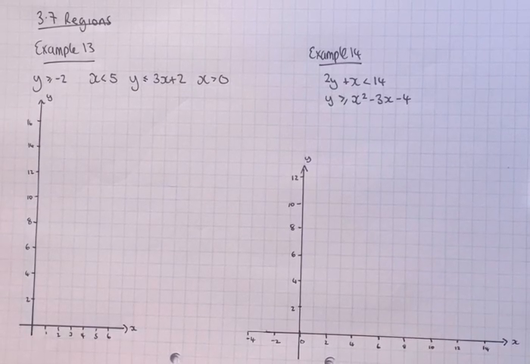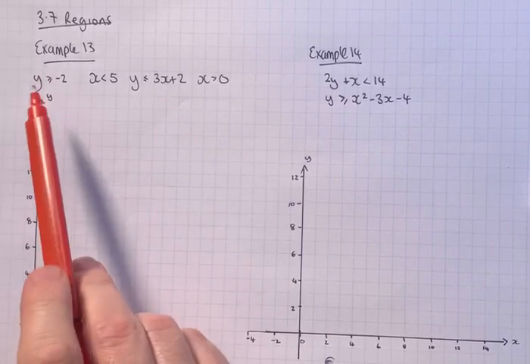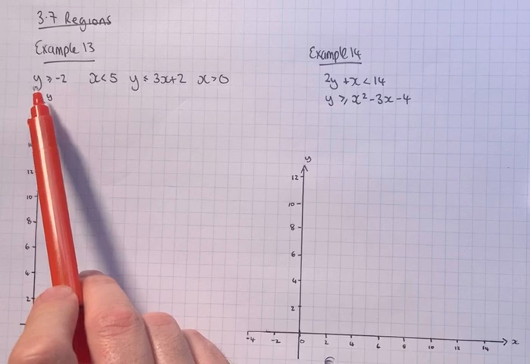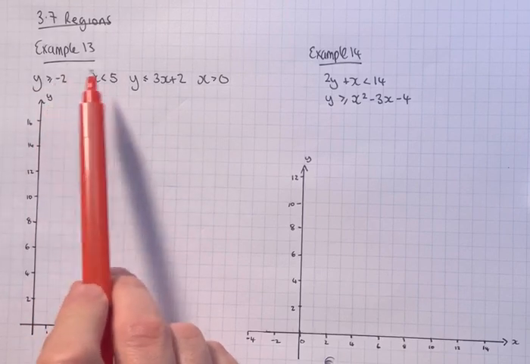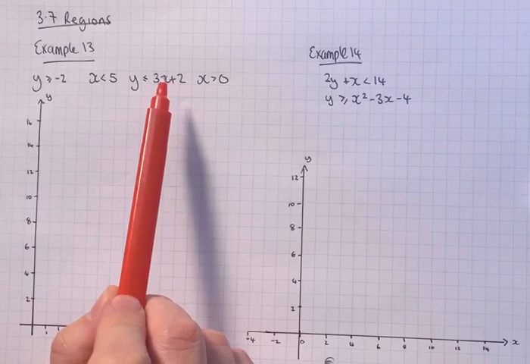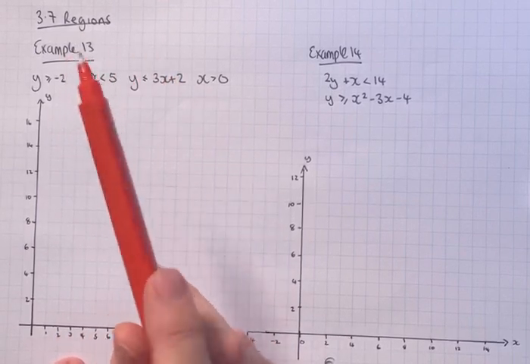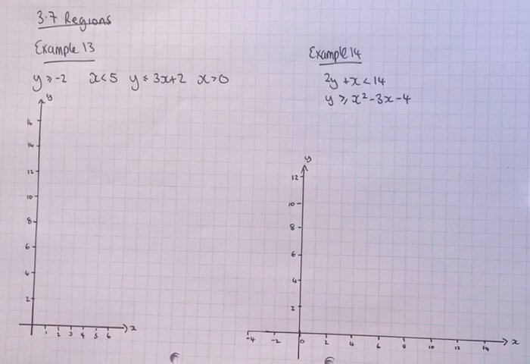Next part of this chapter deals with regions, which is a GCSE topic, so this shouldn't be new. In example 13, we've got to show the region defined by these four inequalities. We're shading the region that satisfies those four, which is the opposite of what you often do, where you're shading where it can't be. But this one we're shading where it can be.